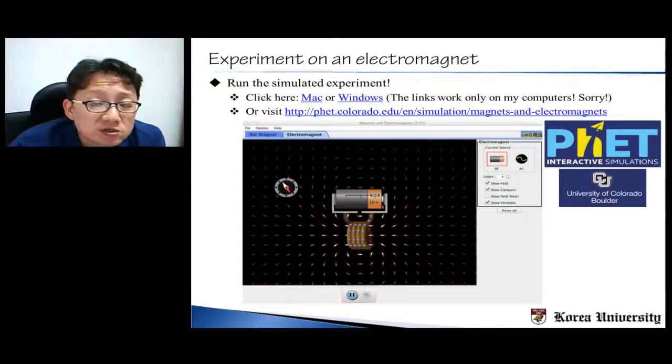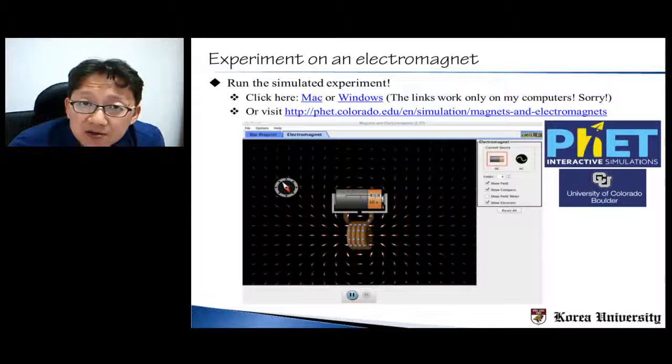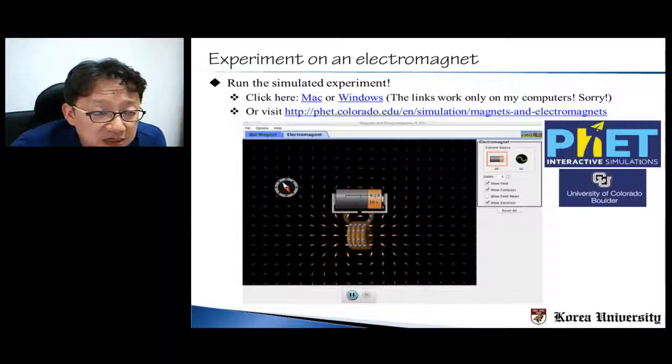Okay, we just studied the solenoid, and the solenoid is useful when you try to use the magnetic field inside the coil. But a coil actually does have a magnetic field outside, and its magnetic field outside will just work like a simple magnet. In that case, we call it an electromagnet, and here we will perform a simulated experiment about the magnetic field of an electromagnet, and then we will compare it with the case of the permanent magnet.